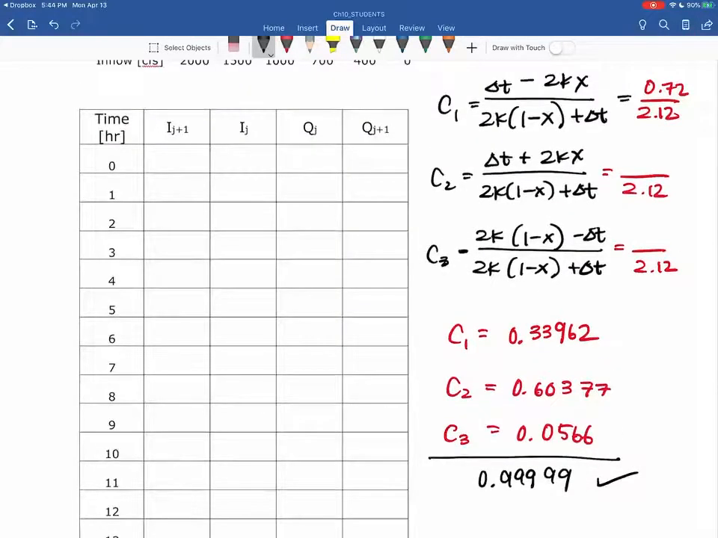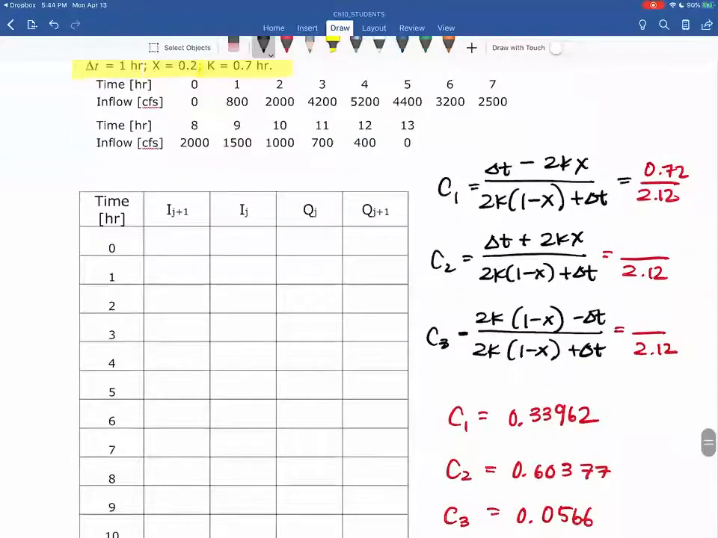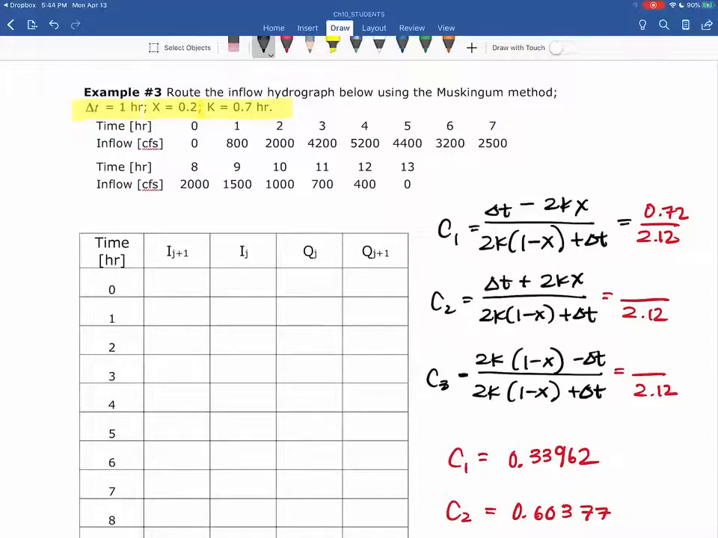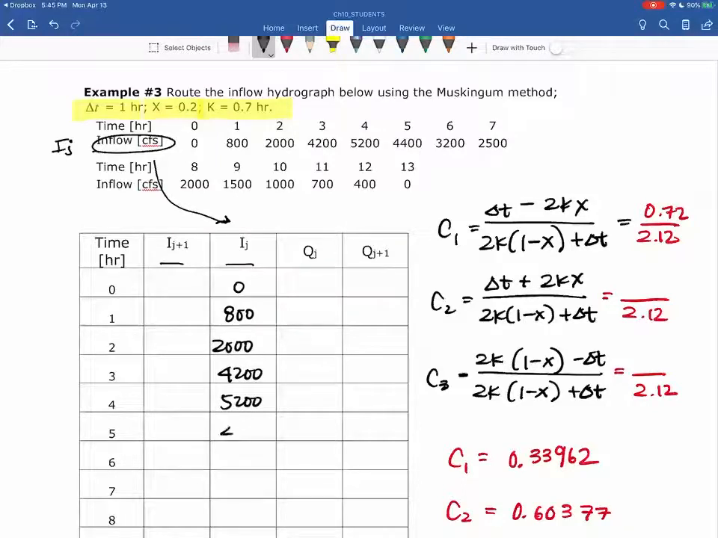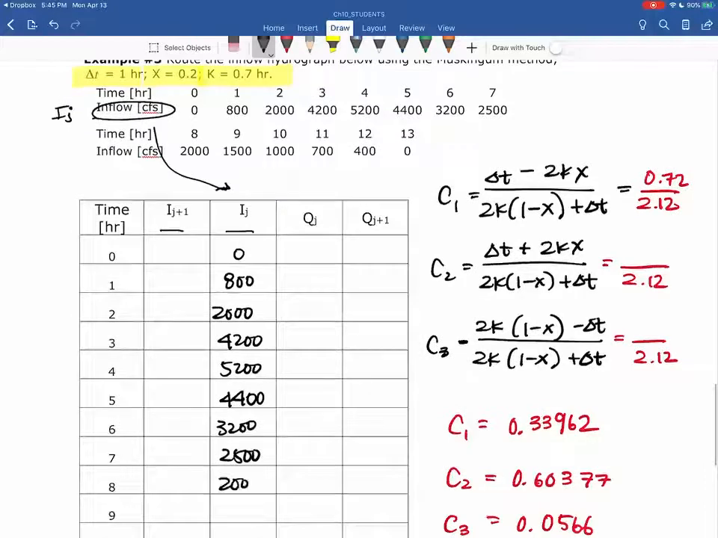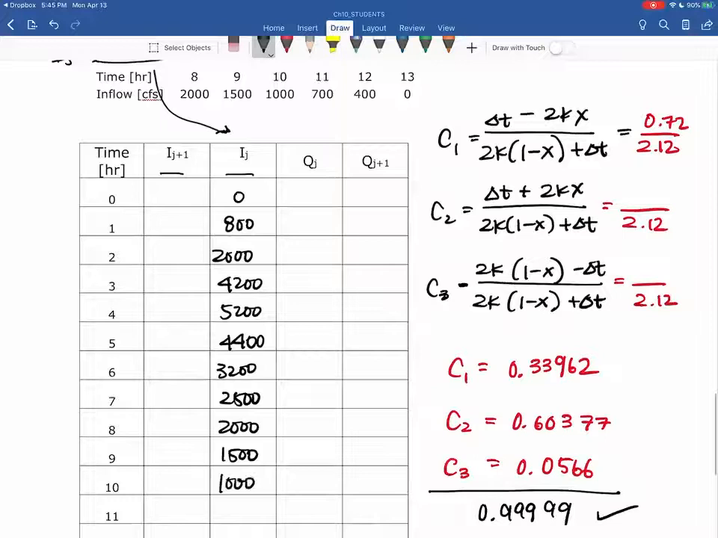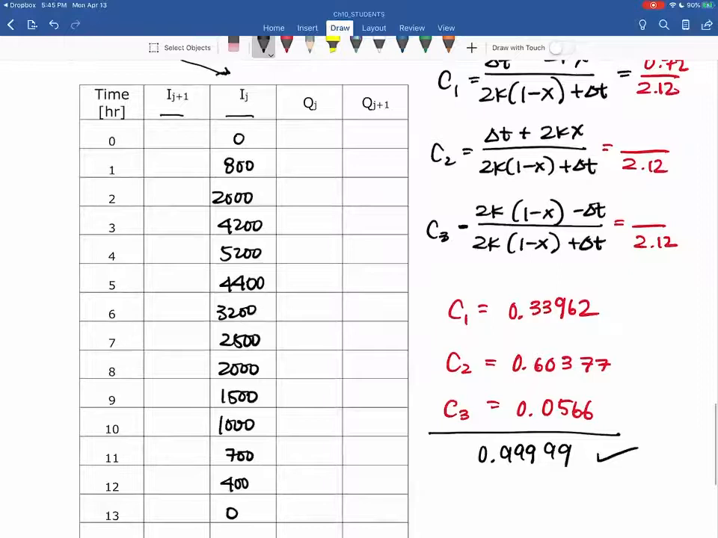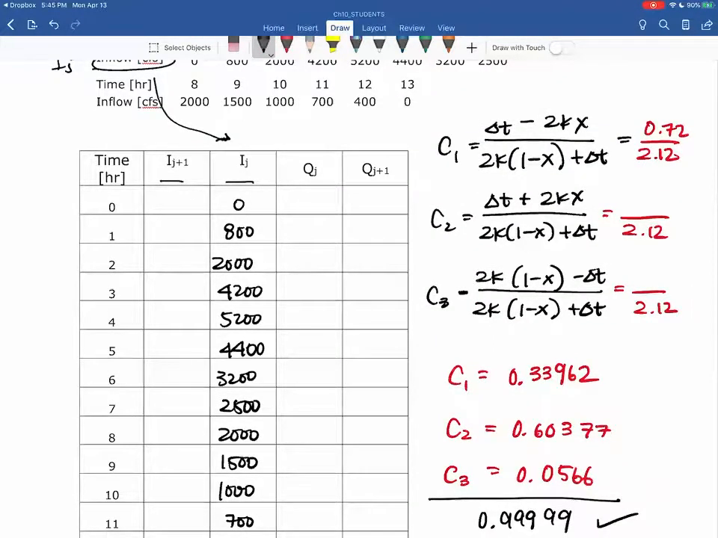All right. So now the first thing you want to do is transpose these inflows. Do you see these headers here? This is I J plus one and this is I J. I J is your inflow at hour 0, 1, 2, 3, 4 in numerical order. All you're going to do is transpose the inflows here into I J. So it's going to be 0, 800, 2,000, 4,200, 5,200, 4,400, 3,200, 2,500, 2,000, 1,500, 1,000, 700, 400, and zero.